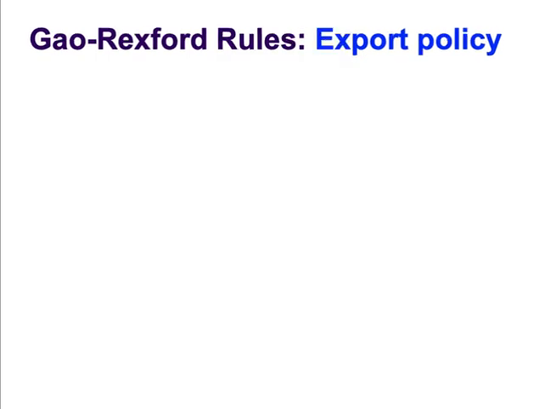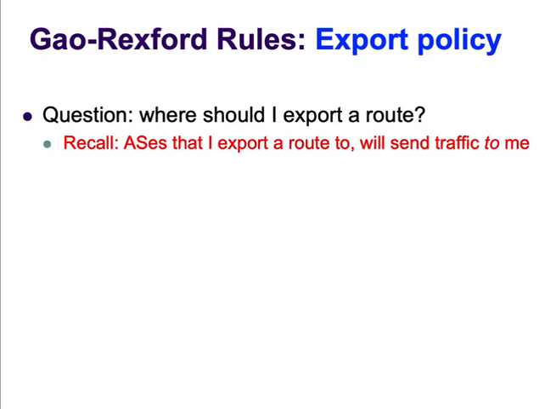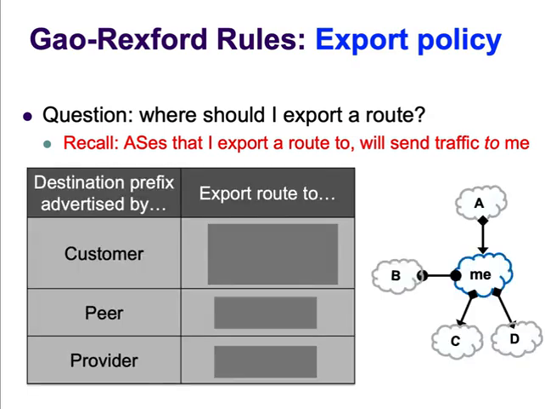Similarly, Gao-Rexford on the export side. The question again here was, now I have routes that I've selected for certain prefixes. Where and to whom do I export them? And so remember here, again, when I export a route, what it means is that I'm accepting to carry traffic to that destination. So what is the policy we're going to follow? What the Gao-Rexford rule tells us comes down to this table. And the question we're going to look at again is, I'm going to export that route, which means I'm going to be asked to carry traffic to that destination.